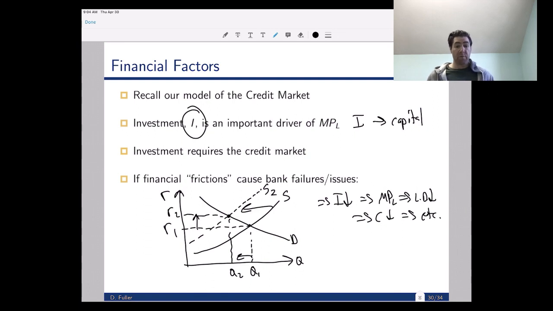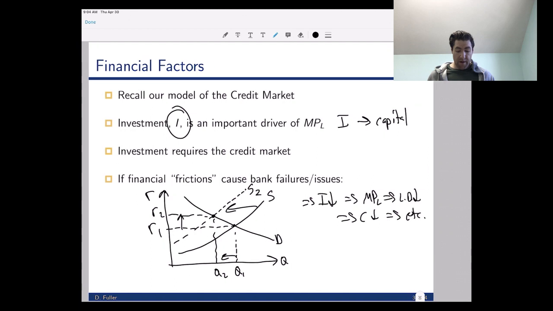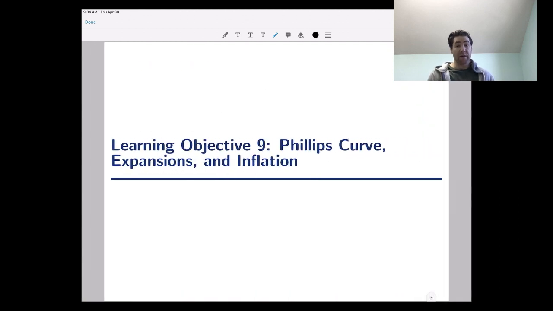All right, so those are our main explanations of business cycles. And so what we're going to do next is move on to learning objective 9 and try to put some of this together and understand the implications of these different theories.